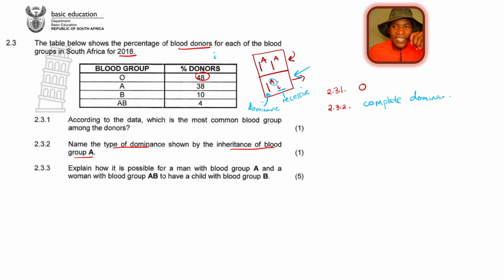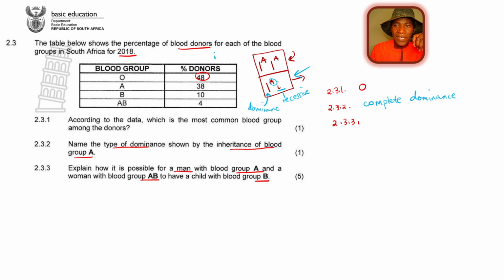So it just means that the dominant allele is the one that shows itself in the phenotype in the heterozygous condition. And then 2.3.3, let's explain this one. Explain how it is possible for a man with a blood group A and a woman with a blood group AB to have a child with a blood group B.